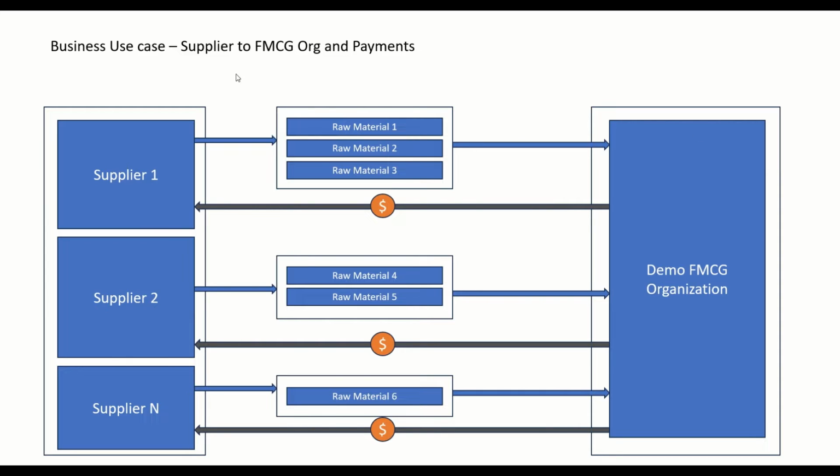Okay, so we understood. So supplier is basically providing the raw materials, and this demo organization is paying the amount back to supplier, which is the cost of this raw material. Good. And for that there is a process, some approvals are needed. All of that we are trying to set up the workflow in Pega.